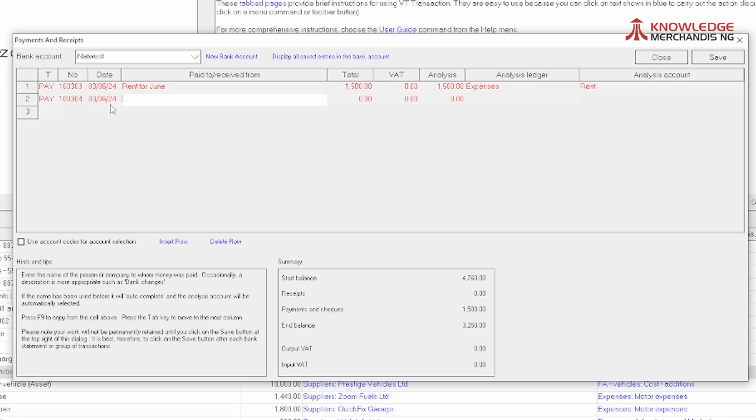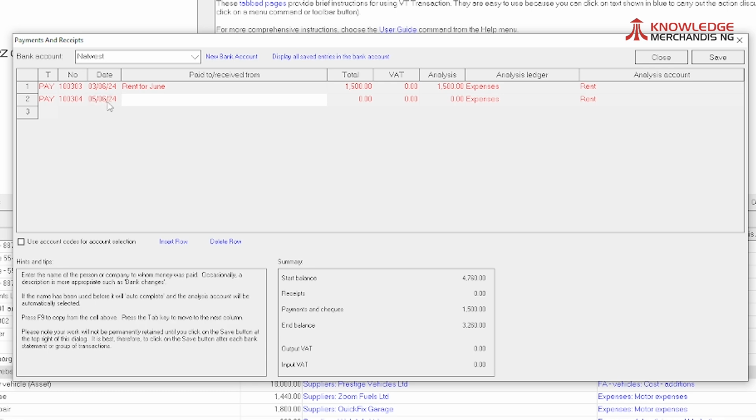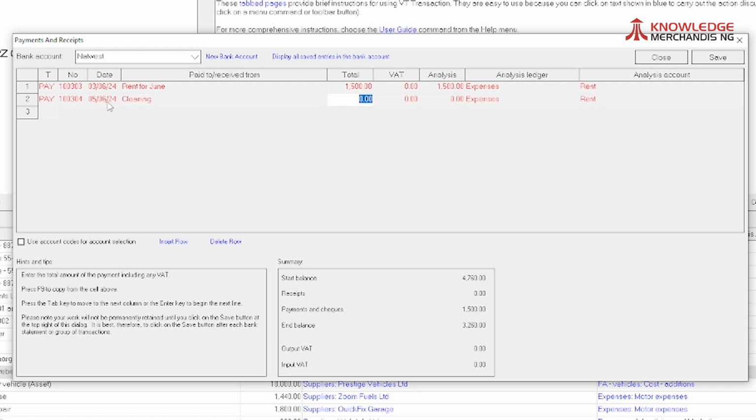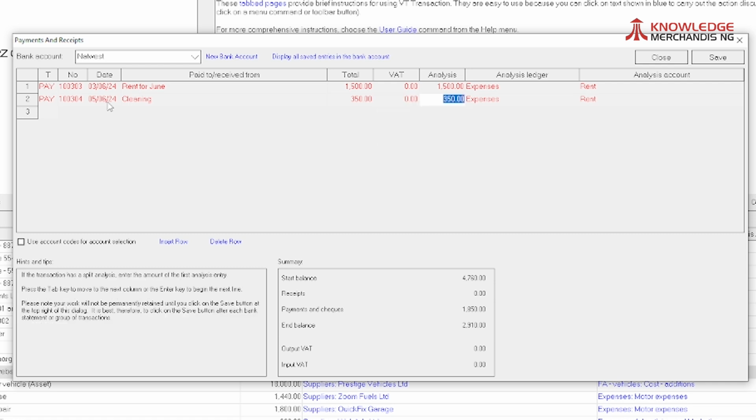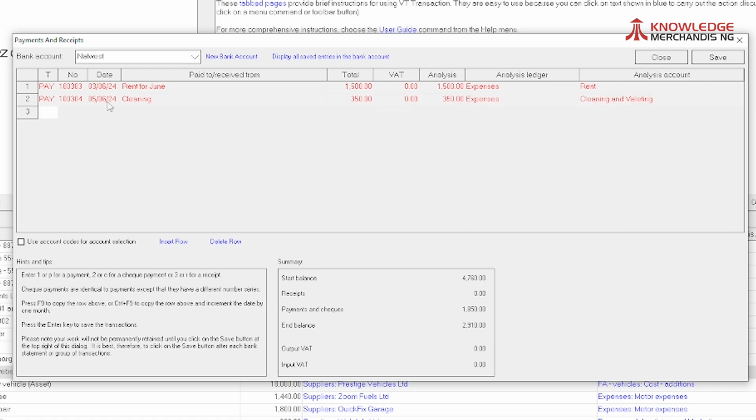It's on tab key. 10034, and the date is 05/06/2024, and the expense is cleaning, and the amount is 350, and no VAT, and here cleaning. Right, next one, pay.